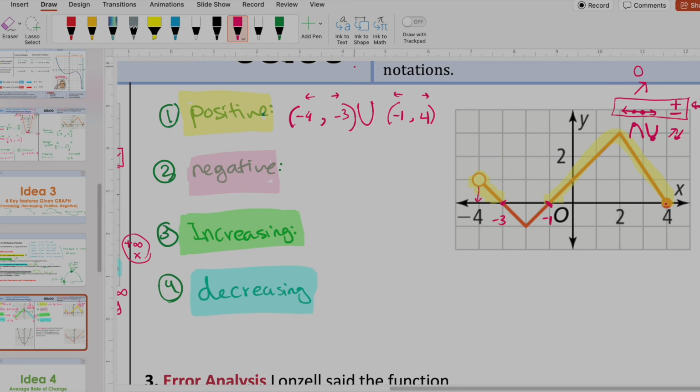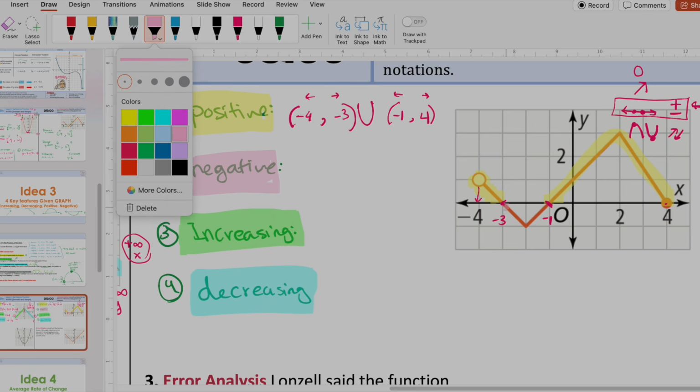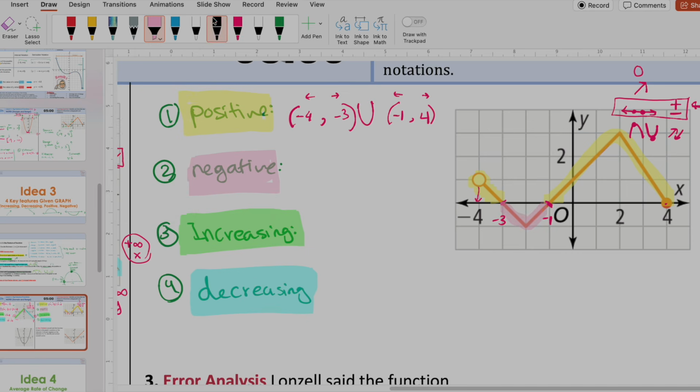Now negative intervals. Anyways, I have a negative interval from -3 to -1. I can see it clearly. This is on the x-axis, and this is on the x-axis, so it's case 3. Open, open. Done.